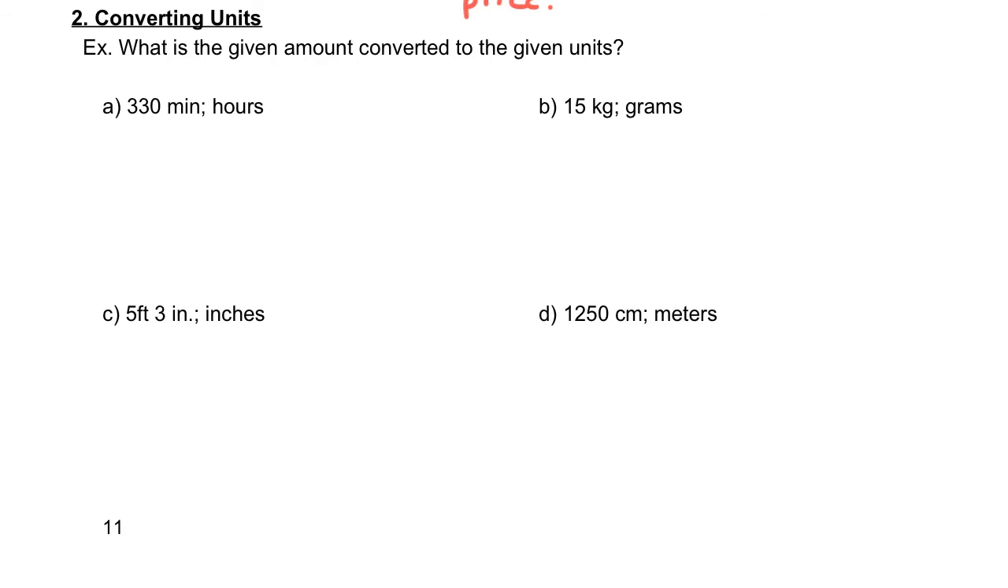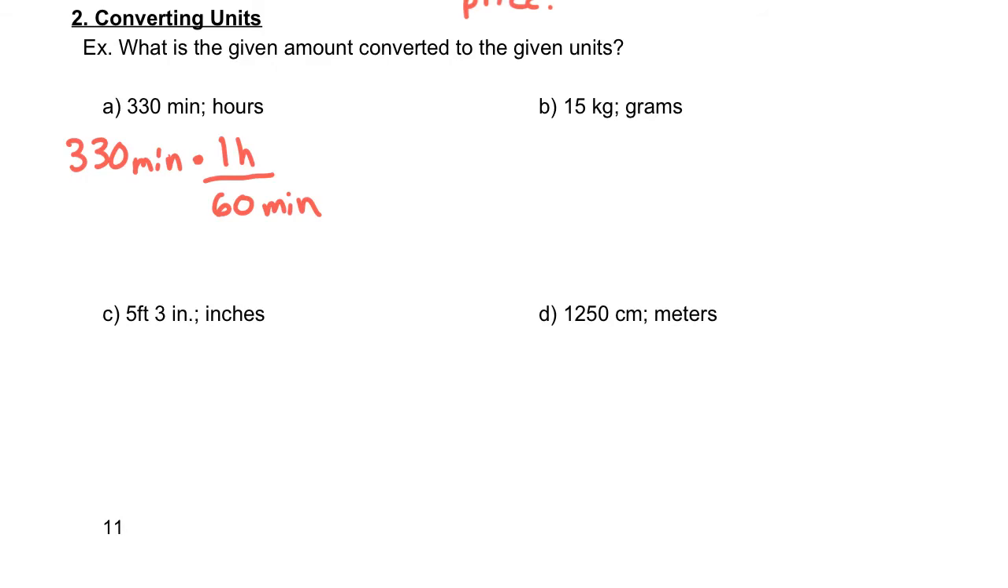So if I'm going to convert 330 minutes to hours, I'm going to write out 330 minutes, and then it might be helpful to know how many minutes are in 1 hour. So I know there are 60 minutes in 1 hour. So I'm going to multiply this by a ratio comparing minutes to hours. And I'm just going to show this as 1 hour contains 60 minutes. So this is our conversion factor here. 1 hour to 60 minutes.